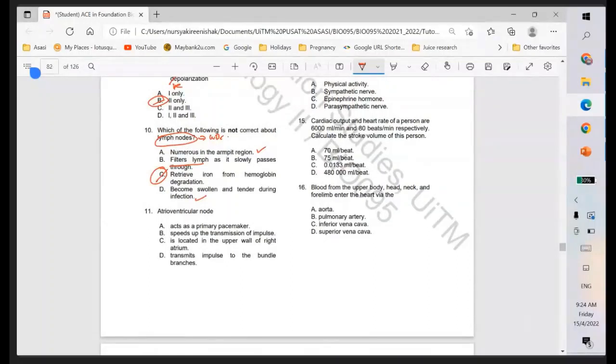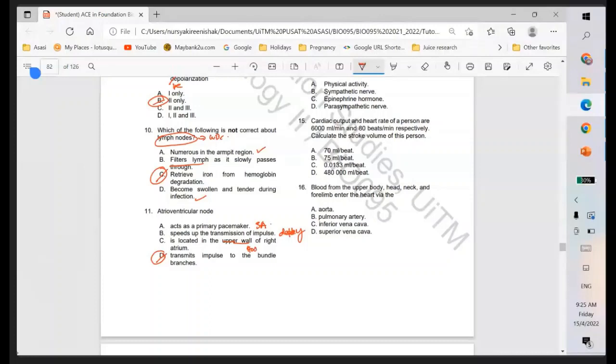The answer is D. Transmit impulse to the bundle branches because A, act as a primary pacemaker, is the sinoatrial node. B, speed up the transmission of impulse, is supposed to be slowed down. And C, located in the upper wall of the right atrium, is supposed to be on the floor of the right atrium. So the correct one is D.